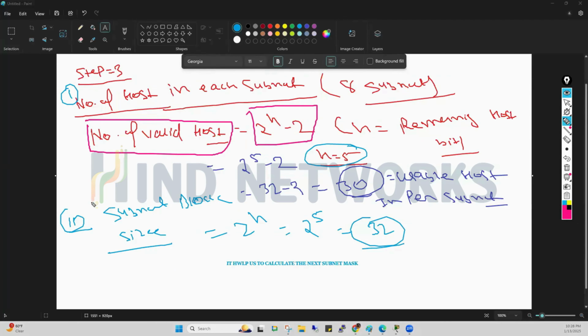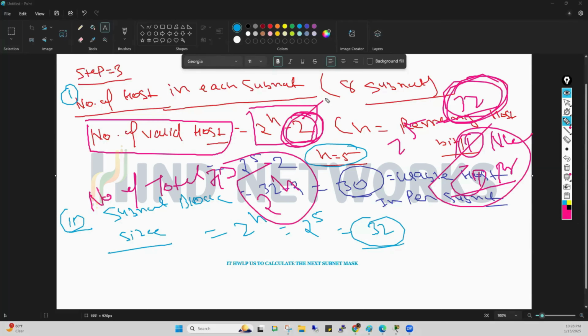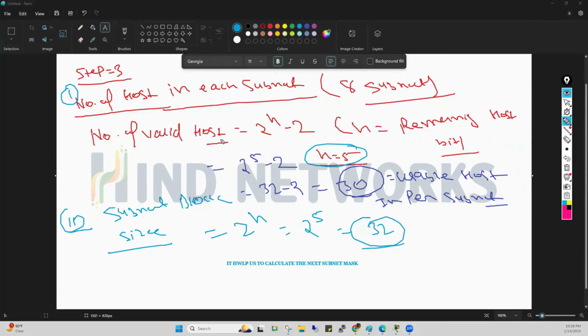If you want to calculate the total IP addresses, the formula is 2 to the power h. So 2 to the power 5, that is 32 IP addresses. But among 32, I told you, the first is the network ID and the last is the broadcast ID, and we are not assigning them to any device. So that's the reason I subtract 2. Minus 2 means one is network ID and one is broadcast ID. That's why, whenever we calculate the number of valid hosts, we subtract 2. Clear guys? Everyone, yes or no?